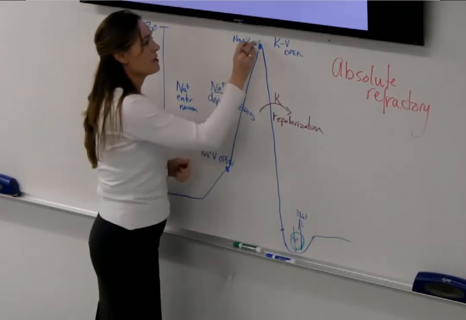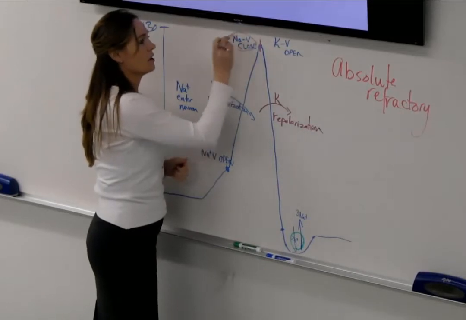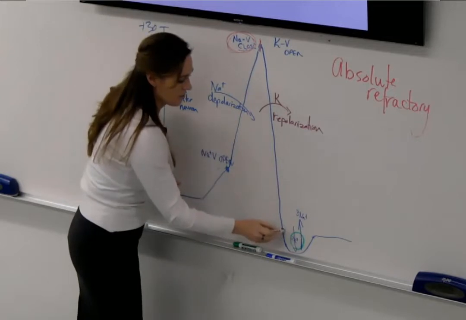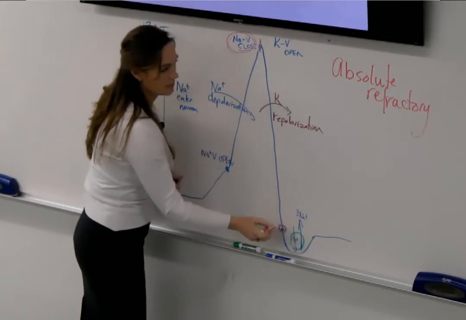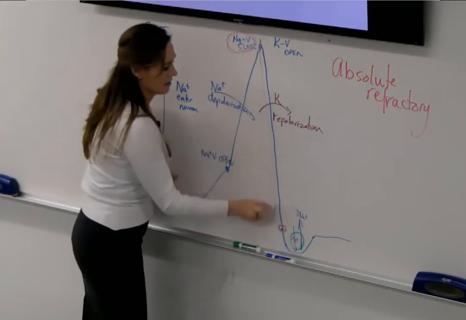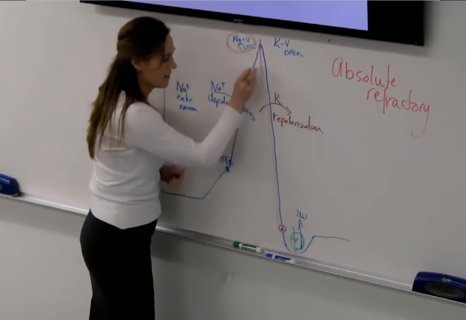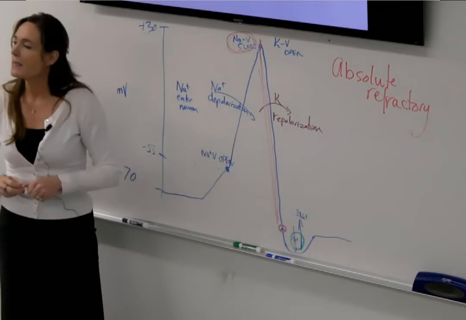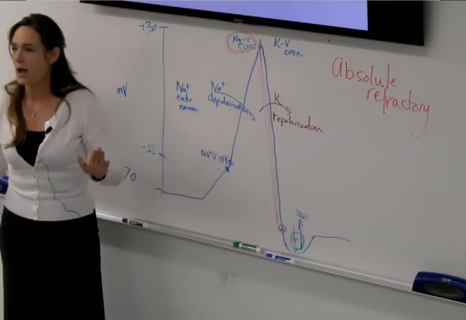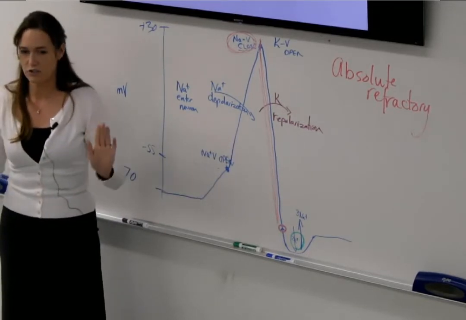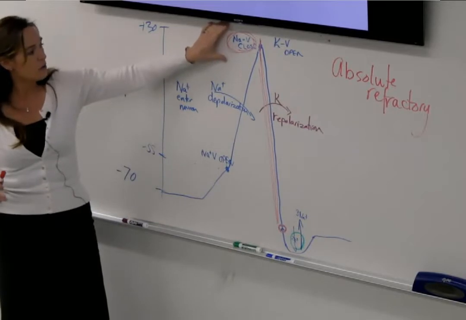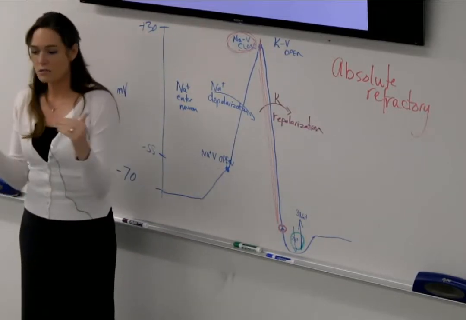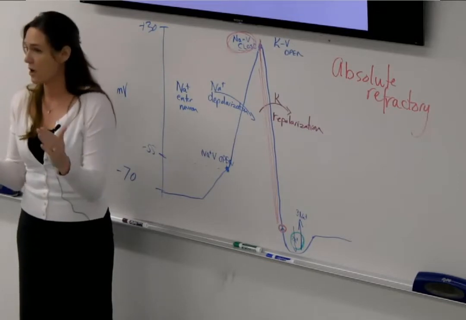So from this point, when we close our sodium voltage gated channels, all the way down until we get back to -70 again, this phase here is our absolute refractory period. Another stimulus will not do anything to this nerve. These sodium voltage gated channels are considered to be locked. They're closed and locked, and you can stimulate all you want, but they're not going to open again.